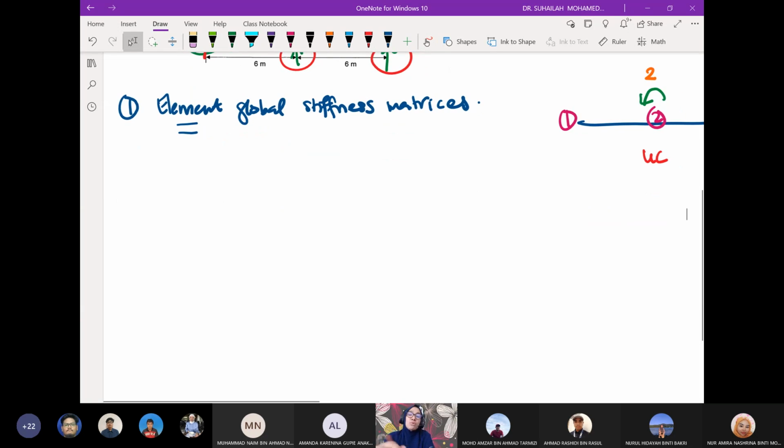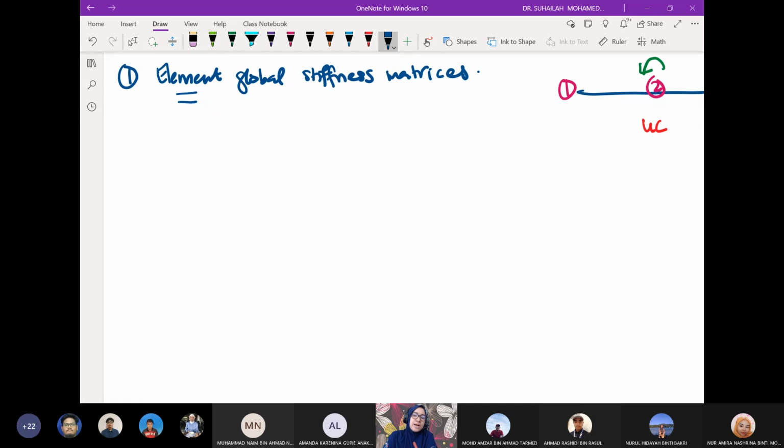Certain books, when elements have the same length like this, write only one and set K1 equal to K2, then label it twice, one for element 1 and one for element 2. But to make it easier, we write both. So this is K1 in terms of EI. It is 4 by 4.